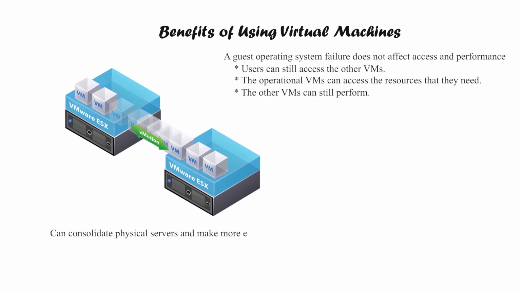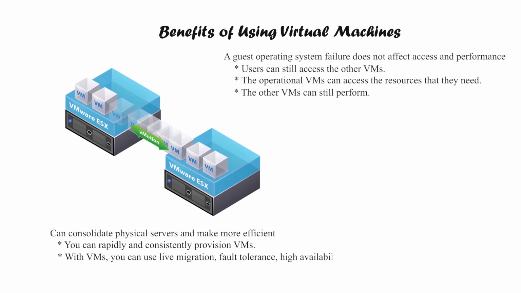With VMs, you can consolidate your physical servers and make more efficient use of your hardware. Because a VM is a set of files, features that are not available or not as efficient on physical architectures are available to you. For example, you can rapidly and consistently provision VMs. With VMs, you can use live migration, fault tolerance, high availability, and disaster recovery scenarios to increase uptime and reduce recovery time from failures.